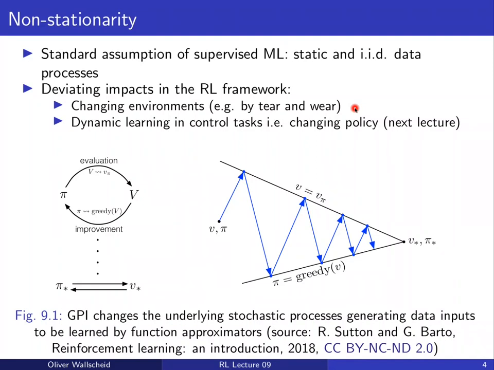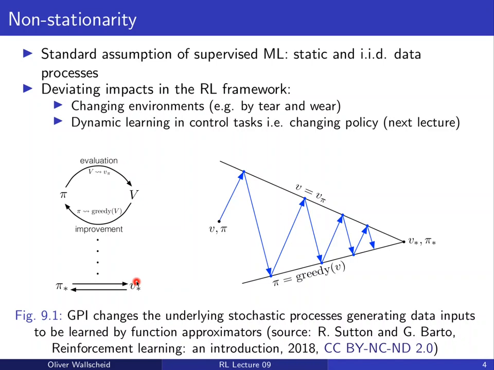Moreover, if we take into account the learning processes in terms of general policy iteration, which we can see here again in figure 9.1, not only the environment can change, but also the policy can change when we do a policy improvement step. And as we are going to evaluate the value, either the state or the action value, of a given policy in combination with a given environment, if the policy is changing, of course the entire process where we get the data from is also changing.